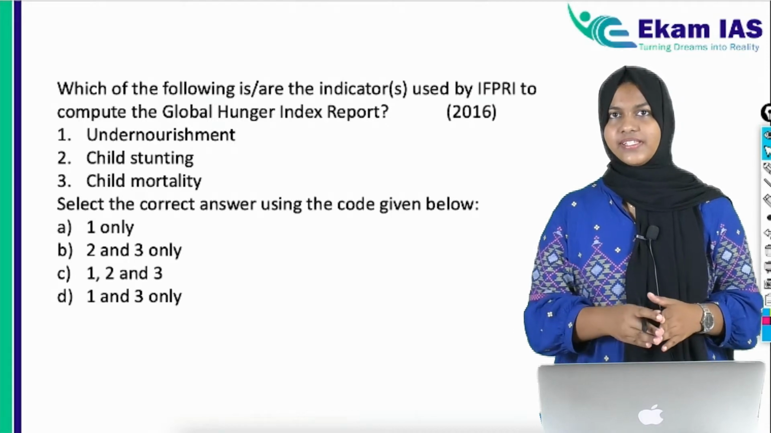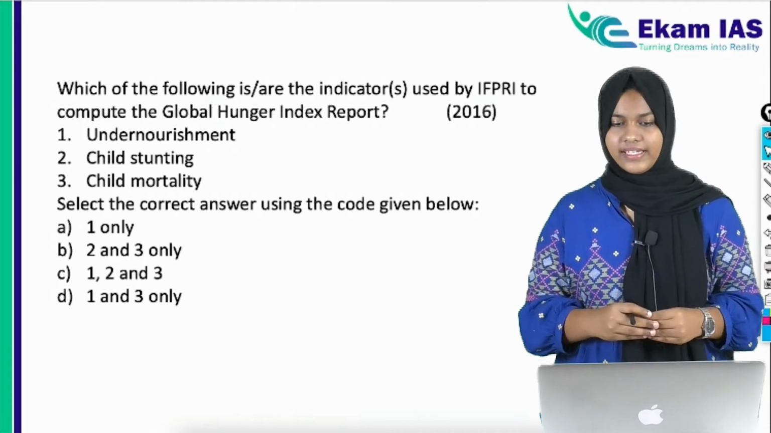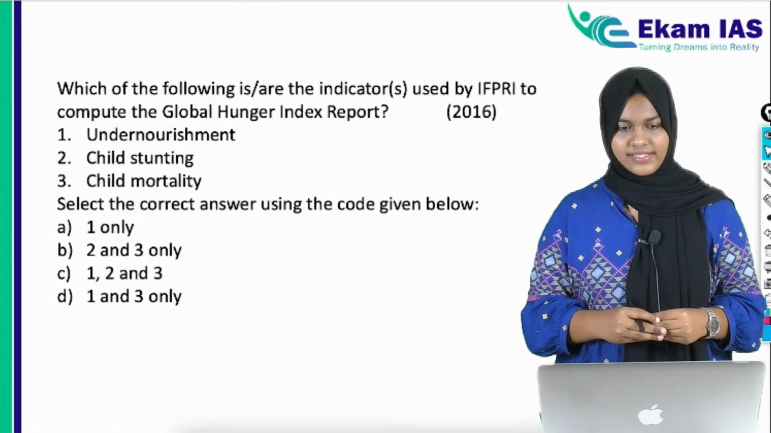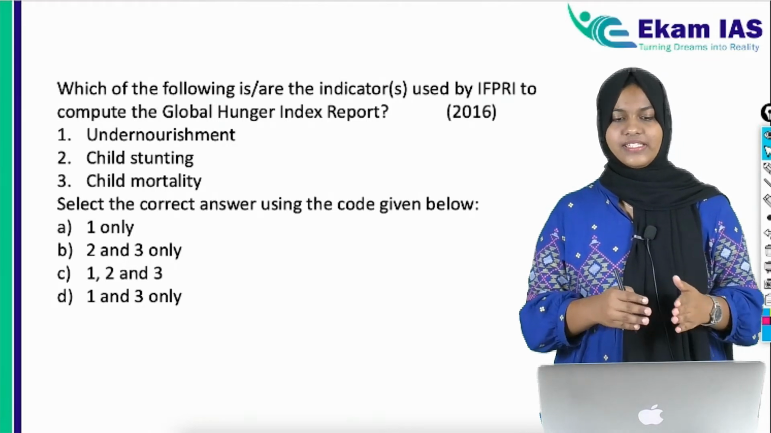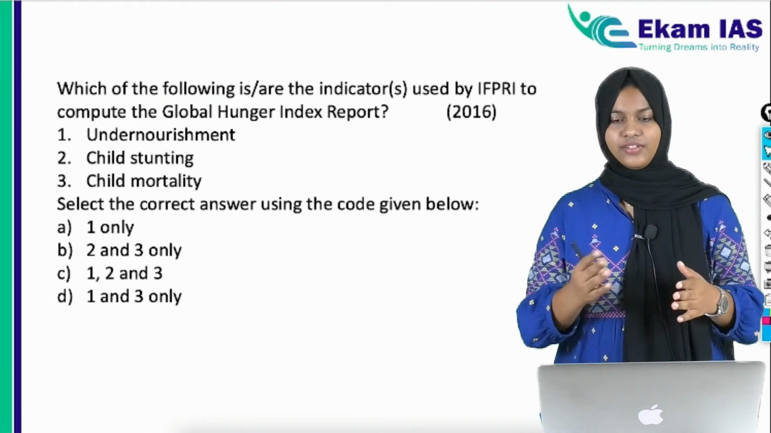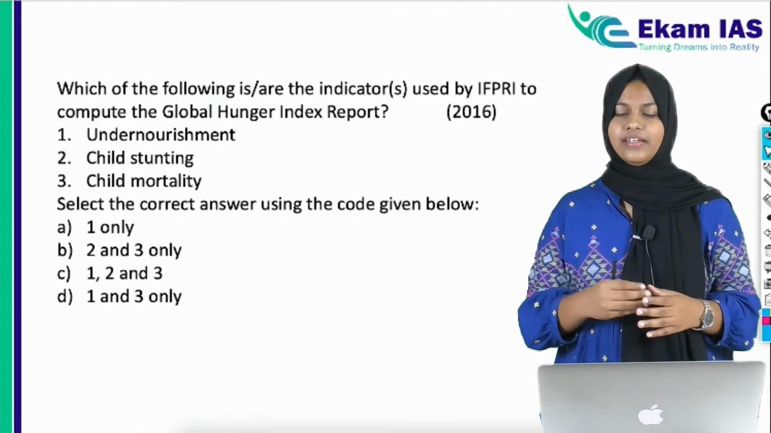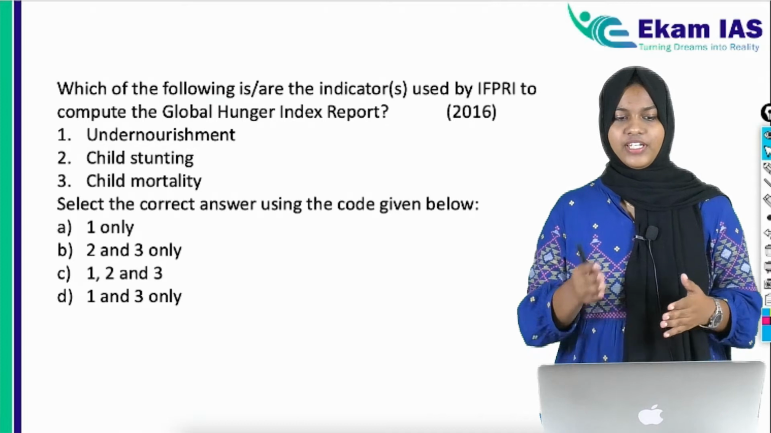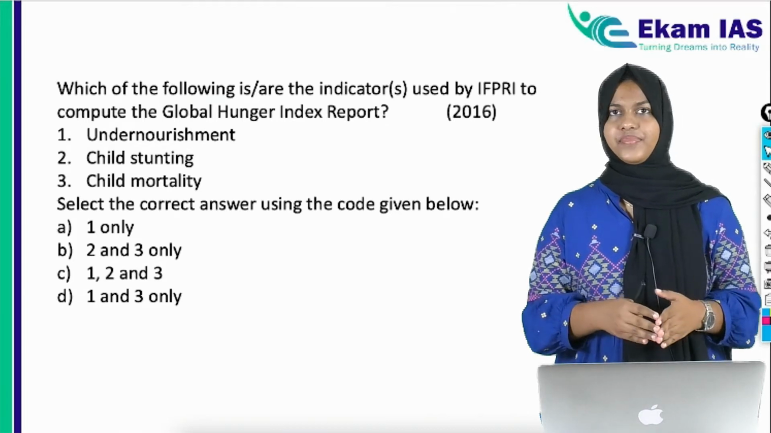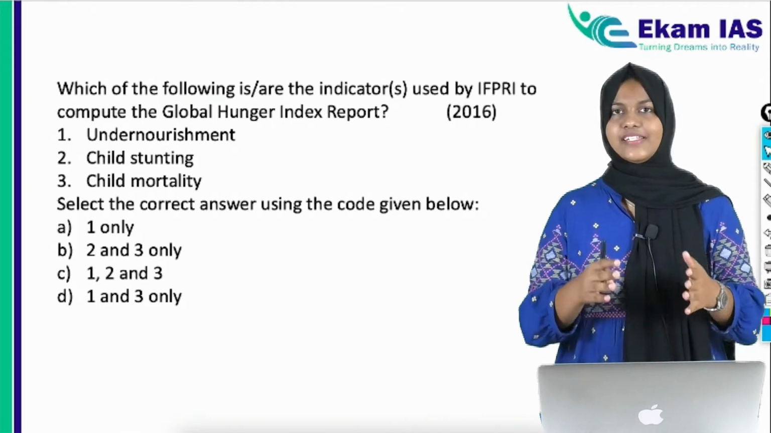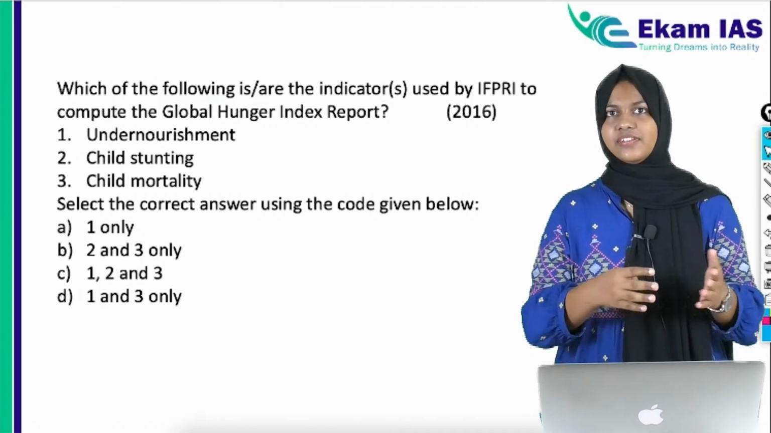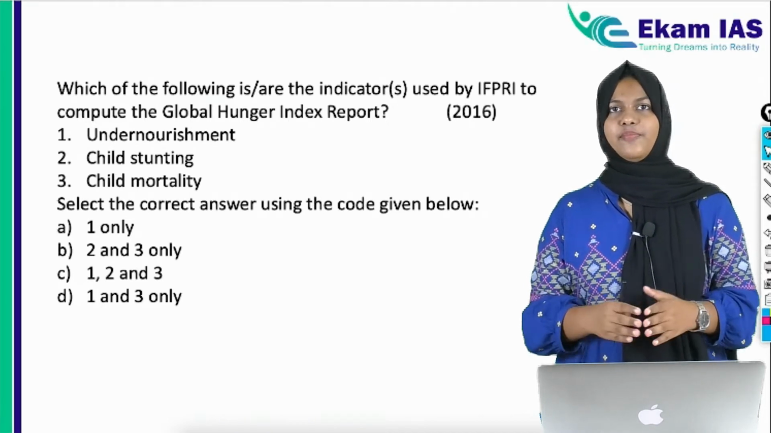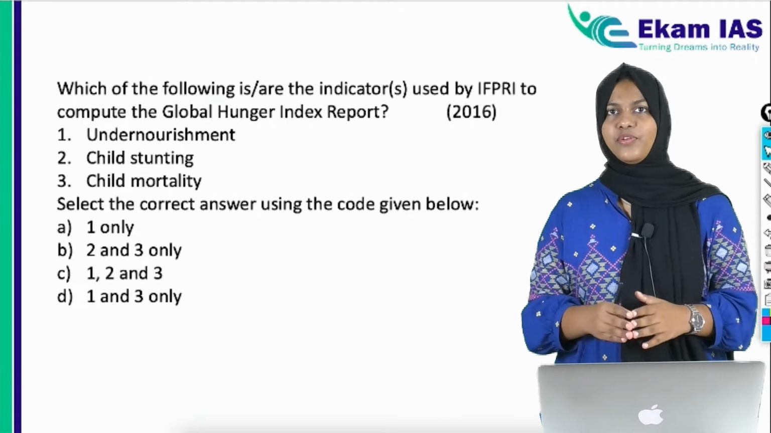There was a question regarding the Global Hunger Index report asked in 2016. And the question was regarding the indicators used for measuring the Global Hunger Index report. So after you watch this video, try to find this answer and practice it, okay? That is why we are discussing indices, because UPSC has asked questions based on indices. So let's move on to our video.